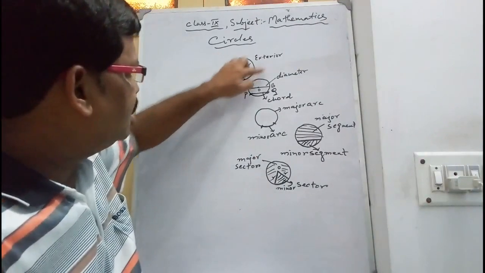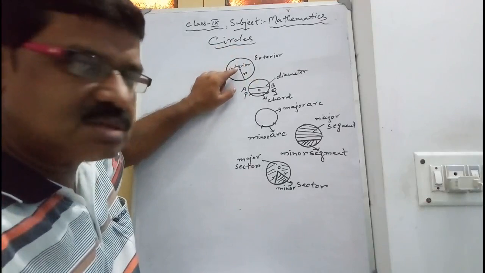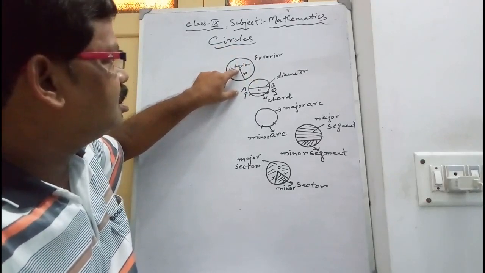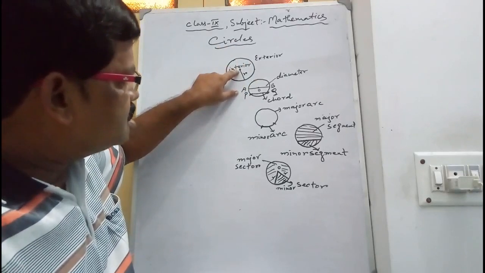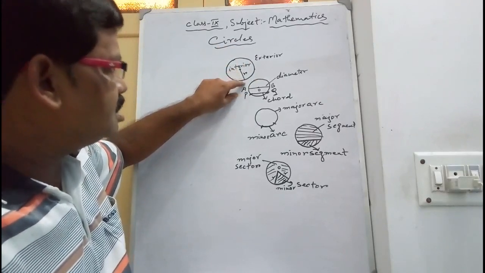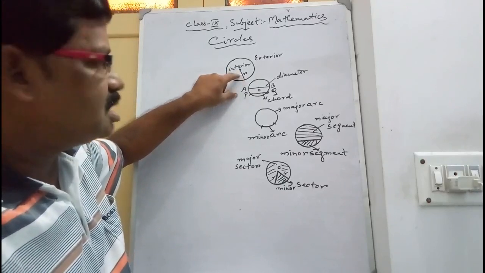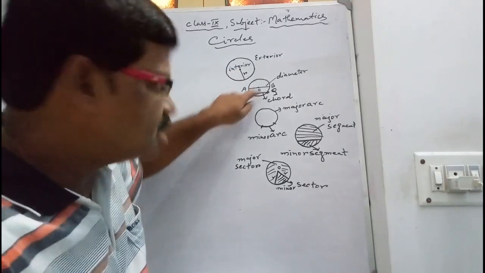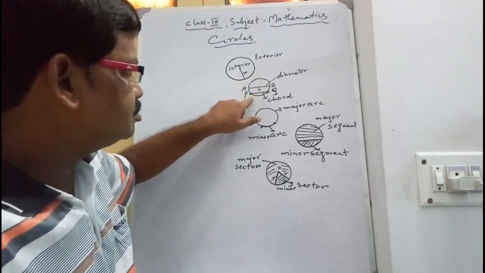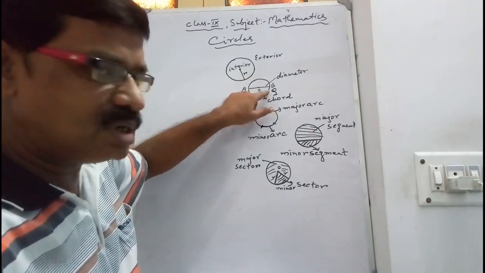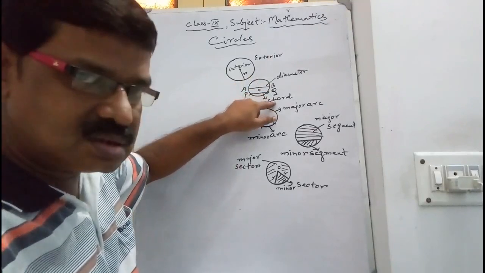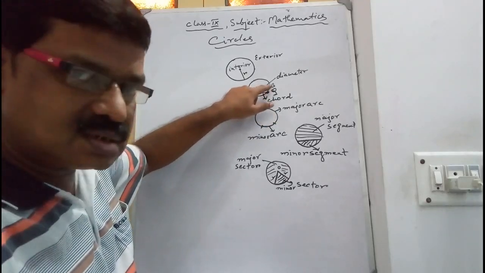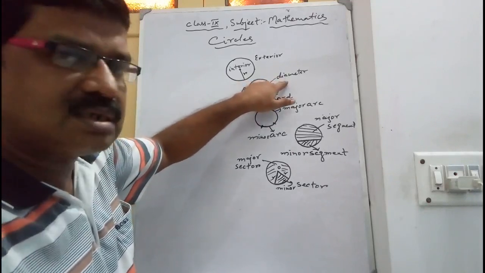So what we have learned first is, what is circle? A collection of points which are equidistant from a fixed point. The distance from that fixed point to the circle is known as radius. If you take any 2 points on the circle and join these 2 points, this becomes a chord. If this chord passes through the center, then it is known as diameter.